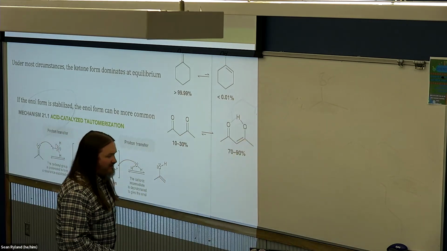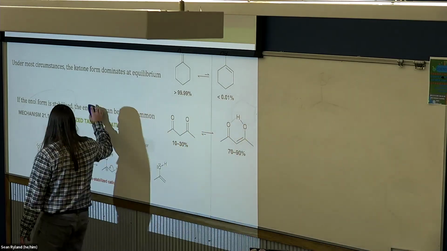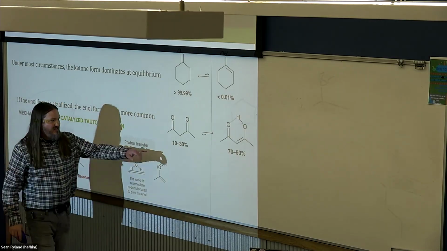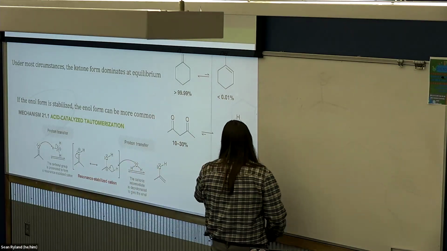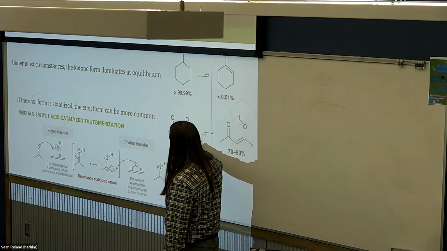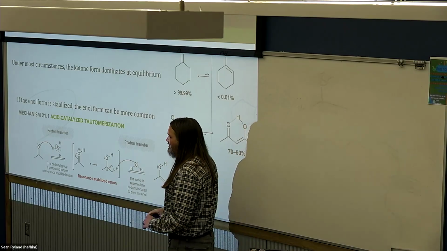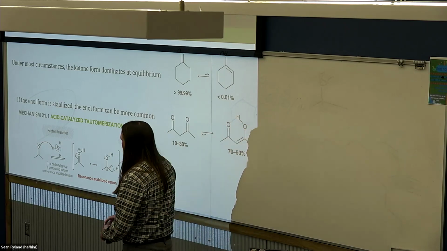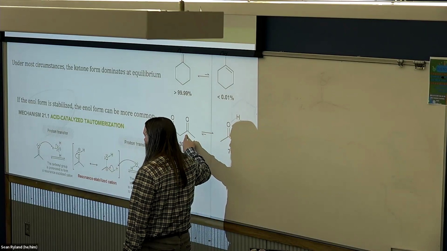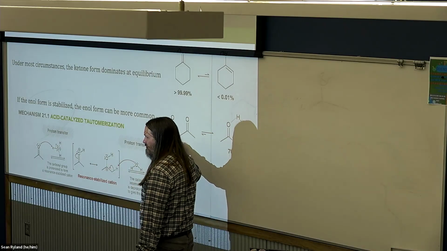And if we happen to have a way to stabilize the enol form somehow, like via resonance, we can make that ratio go more like 10% versus 90% in the enol form. So this is if we have a beta diketone, so beta because the second ketone is on the beta carbon. This doesn't have any resonance in this one, does it? Because we've got an sp3 carbon in the way.